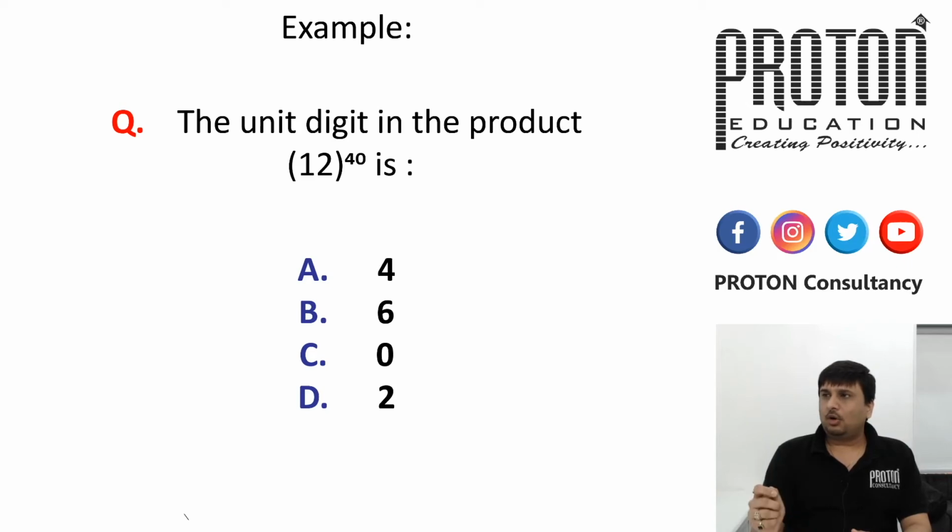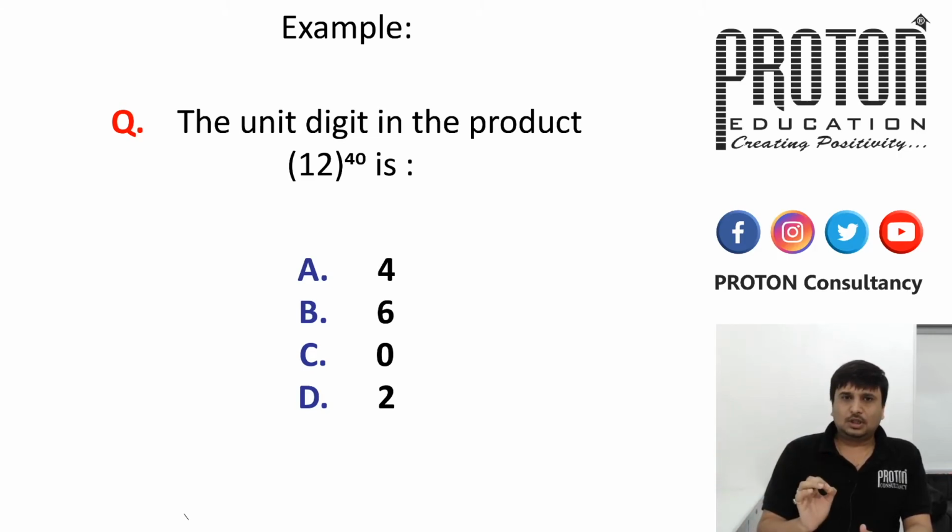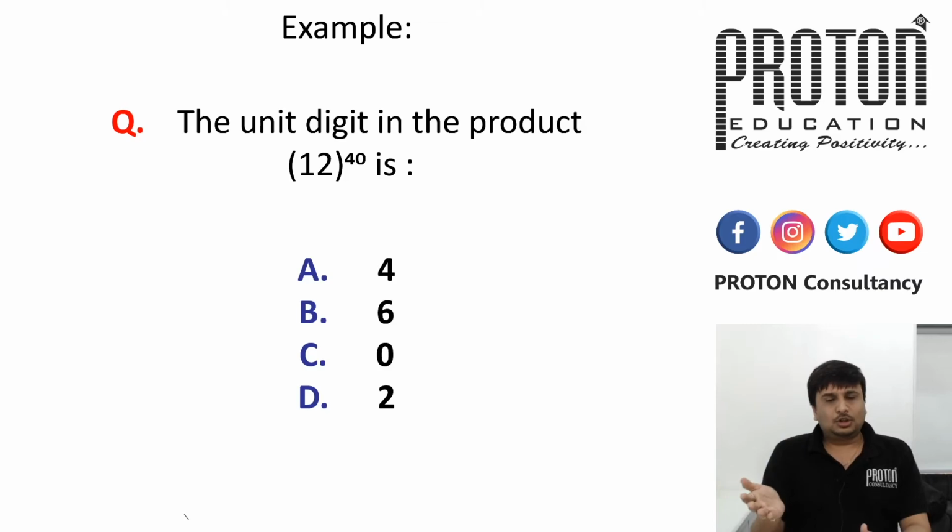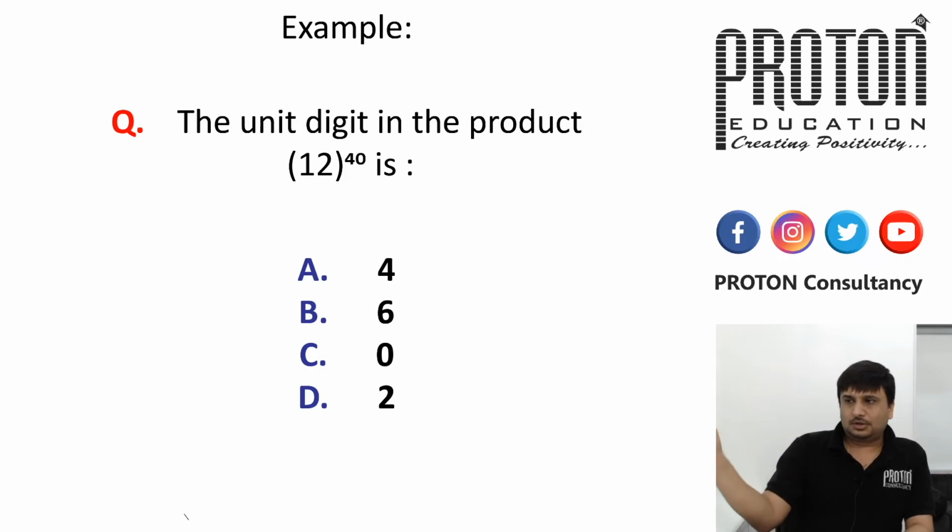The unit digit in the product 12 raised to 40 is. Now, to find the unit digit of this number, we need to understand the cyclicity for 2. It has 4 digits in it. But when I look at the options, it is possible to eliminate one of the options. The cyclicity for 2 does not have 0 in it. So 2, 4, 8, 6. In this way, it is highly possible at times that you can eliminate 3 options also, and you might come directly to the answer. So in this case, we would eliminate C as the option.